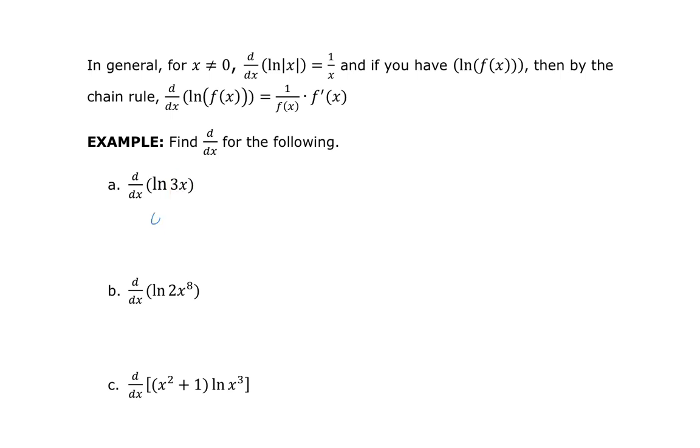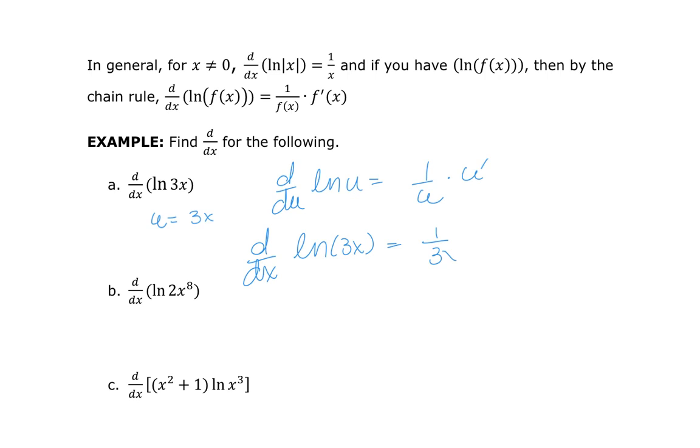So u would be 3x. And so d/du of the natural log of u is 1 over u and then u prime. So in this case, d/dx of the natural log of 3x is going to be 1 over 3x multiplied by 3, which is still just 1 over x. So that's kind of nice.